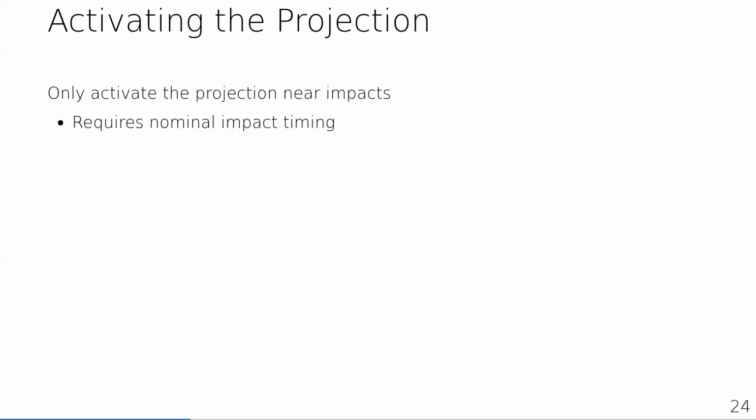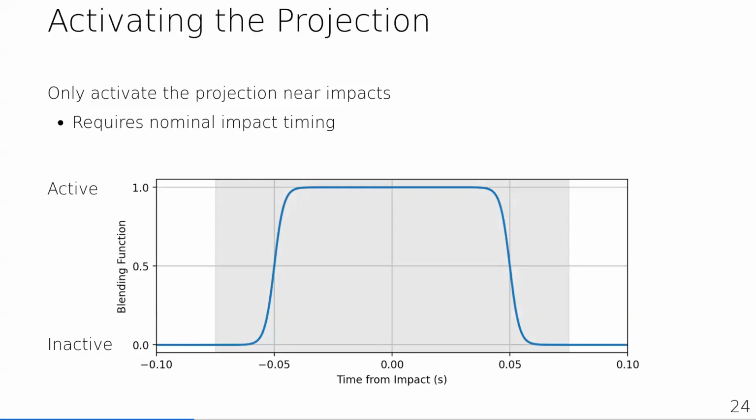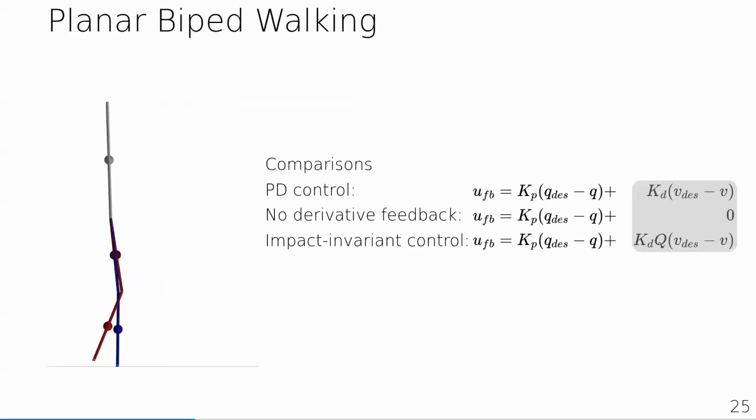One final note about implementing the impact invariant controller, because we're still sacrificing some control authority, we don't always want the projection to be active. Instead, we only activate the projection near impact events. And we know when impact events are about to happen because of our reference trajectories. So in practice, we use a smooth function shown here, where 1 is active and 0 is inactive. And we use a smooth function because the whole point of this modification is to avoid adding additional discontinuities to the controller.